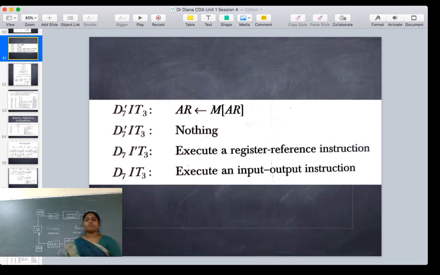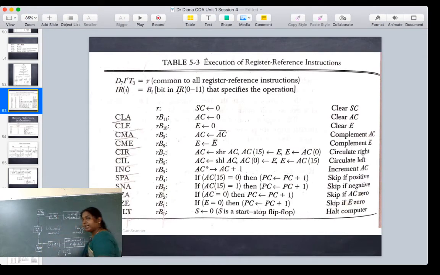Just like how we did for the register reference instructions, where we assumed that D7 dash I dash T3, which is responsible for register reference instruction, can be considered as R, the same way for IO instruction, I am going to consider this value as P. Clear? Now this is going to be P, and for every IO instruction, after completion of the IO instruction, I should clear my sequence counter to start ticking from time cycle T0 once again.